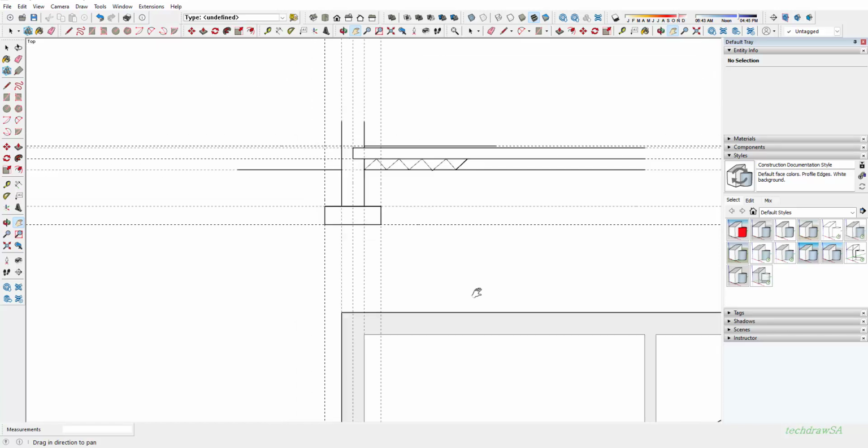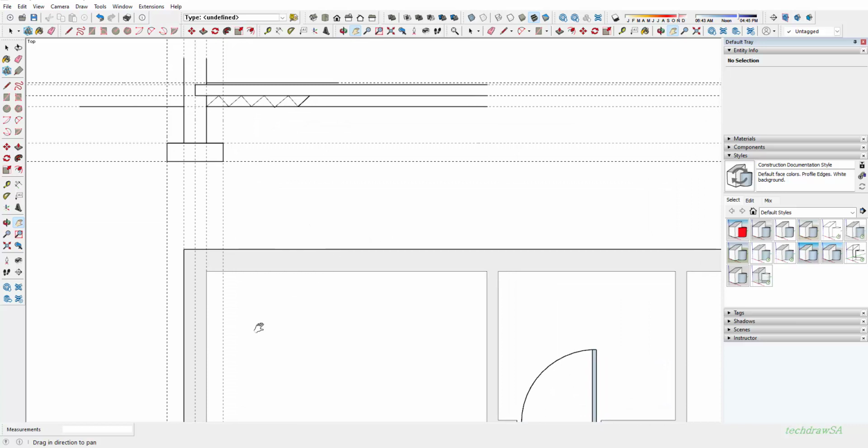Good, so that concludes this quick demonstration of how to do the projection from a floor plan to determine the start of your sectional elevation.